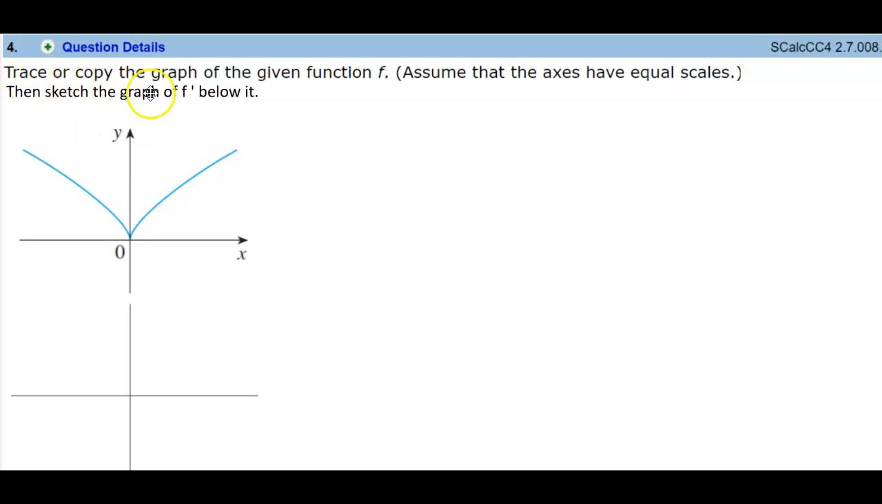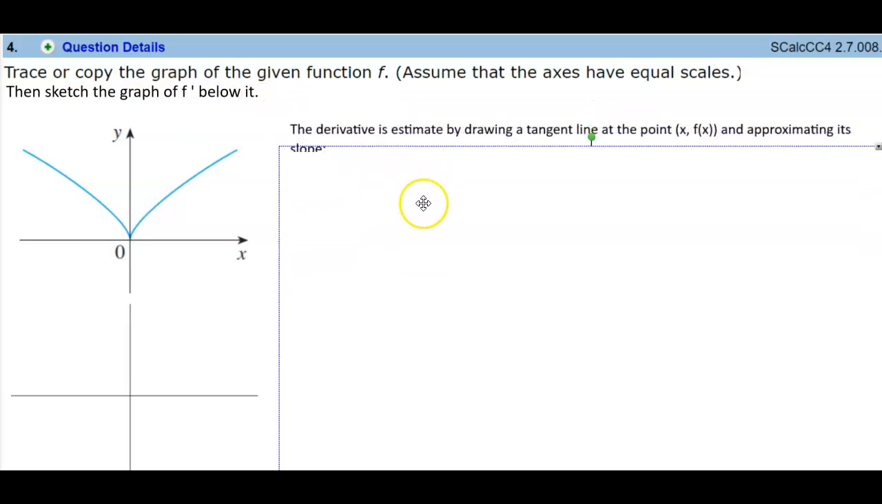Okay, this question we want to trace or copy the graph of the given function f, assuming that the axes have equal scales, and then we're going to sketch the graph of the derivative function below it. So first thing is first, the derivative is estimated by drawing a tangent line at the point x, f of x, and approximating its slope.